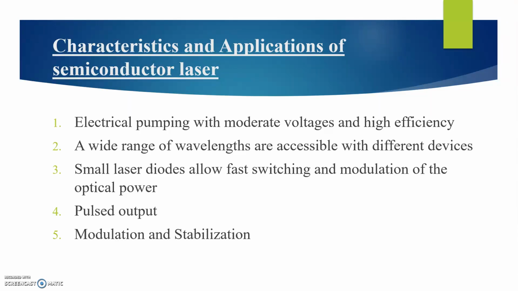A wide range of wavelengths are accessible with different devices covering much of the visible, near-infrared and mid-infrared spectral region. Some devices also allow for wavelength tuning. Small laser diodes allow fast switching and modulation of the optical power, allowing the use, for example, in transmitter of fiber optic links. Such characteristics have made semiconductor lasers the technologically most important type of lasers.